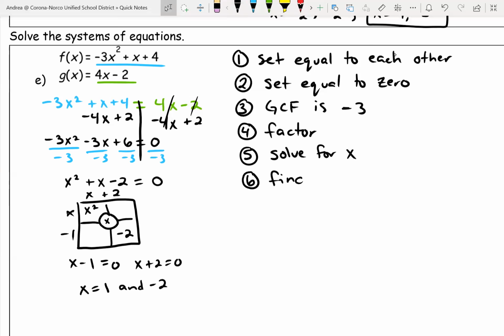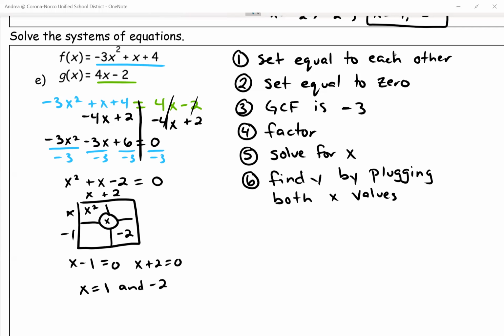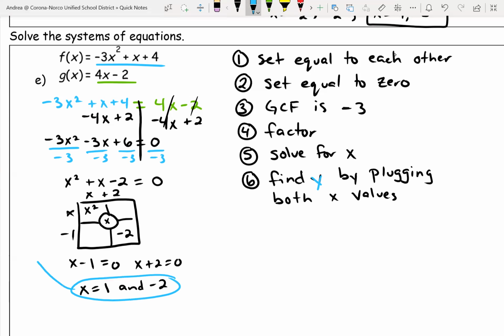Find y by plugging in both x values. So I'm going to take these x values that I found and plug them into the bottom equation. It doesn't matter which equation you use. Pick the one that's easiest to deal with. The top one has a quadratic, so it's a little bit more complicated. So I'm going to use the linear function.